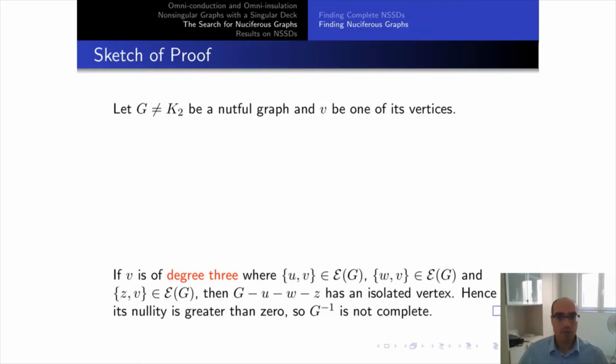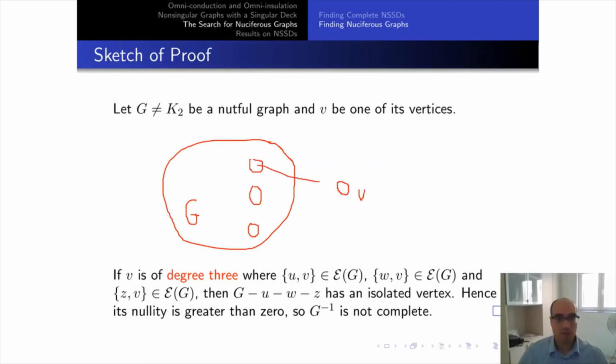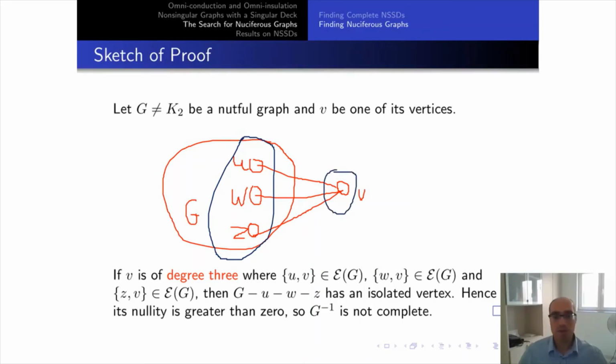Now suppose we have our vertex V of degree 3. So once again, we have our graph G with our vertex V and 3 other vertices this time that V is adjacent to. Let's call them U, W, and Z. Okay, and we do the same thing. We delete these 3 vertices U, W, and Z, and we end up with the graph G minus U minus W minus Z, which has nullity greater than 0.